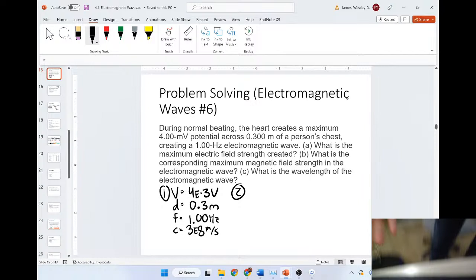Step 2, what are we solving for? We are solving for the electric field, the magnetic field, and wavelength. Step 3, the equation. The first equation we're going to use is the relationship between the electric field and voltage. I'll let you see if you can scour the recesses of your mind and remember that equation. If you don't, you'll have the note card and the equation sheet, so it's not a big deal, but it's always a good exercise. What is that equation? I'll give you a few seconds to think about it.